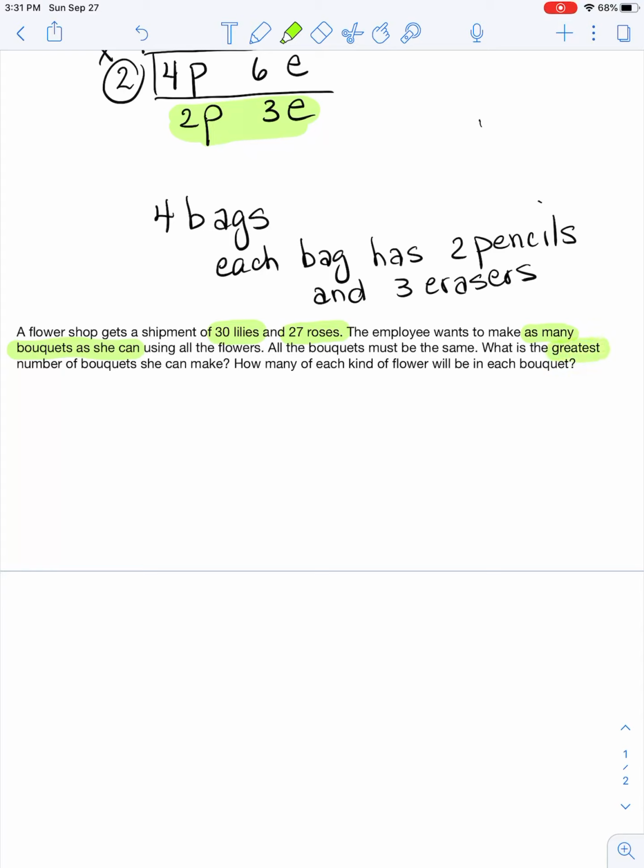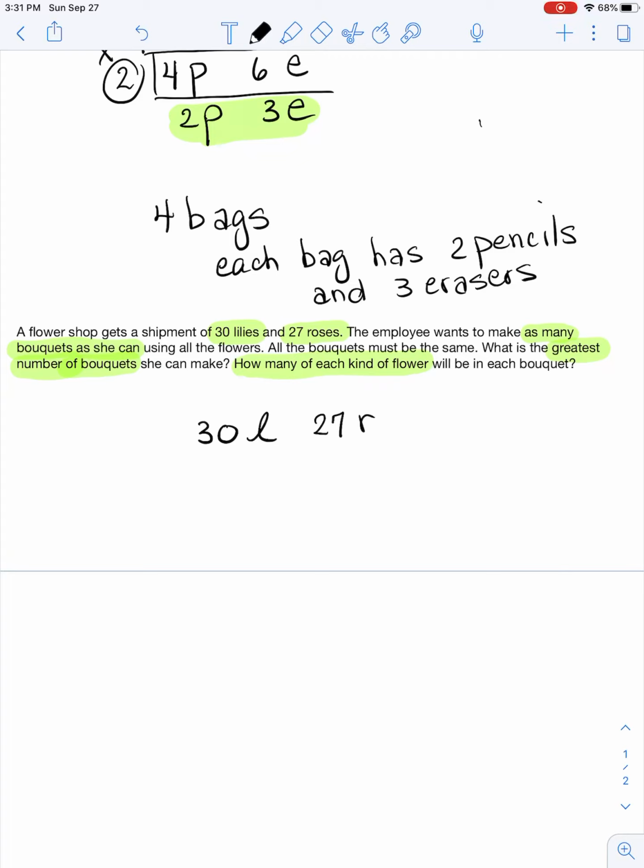Okay, another hint, when you see the greatest number: what is the greatest number of bouquets that she can make? And in addition, we have a second question, how many of each kind of flower? And again, that's why I'm going to be labeling these. Well, you should always label stuff, okay? That's a big thing in math. Okay, so we're starting with 30 lilies, and that's the way I write my L's, and 27 roses.